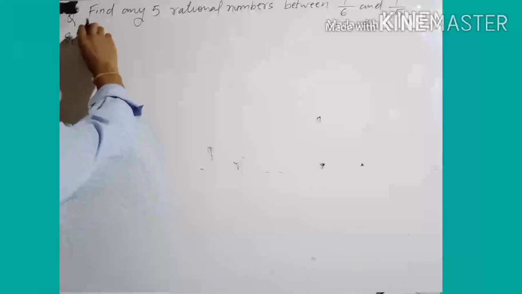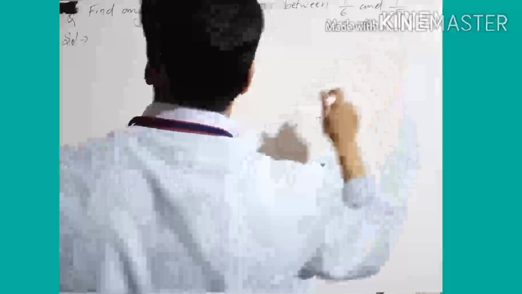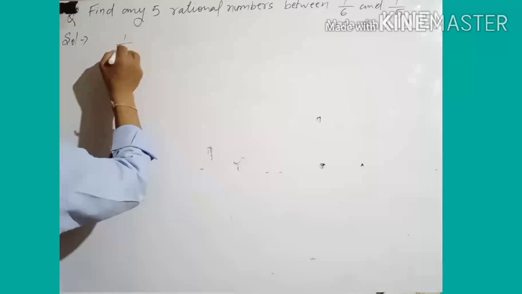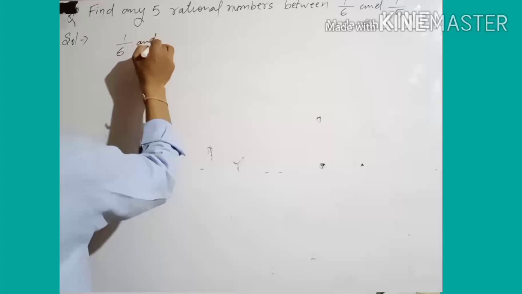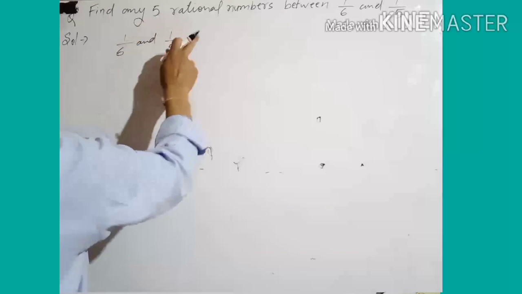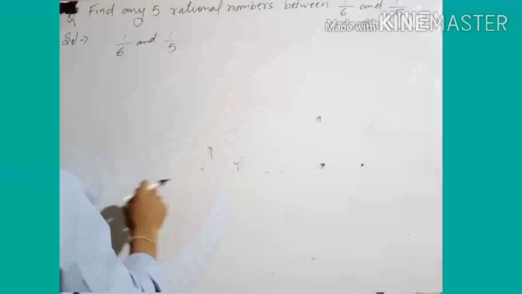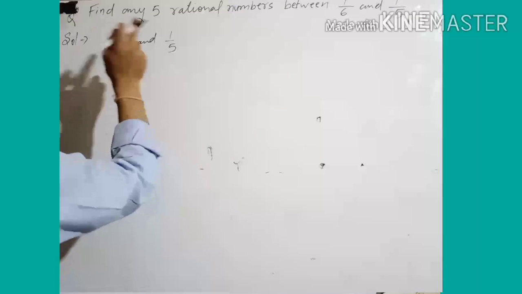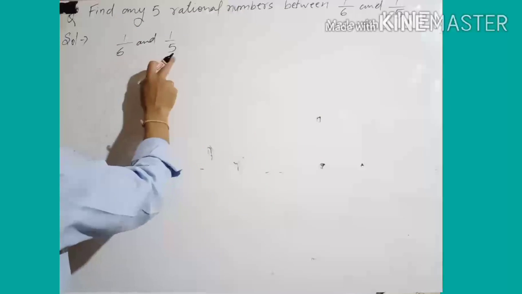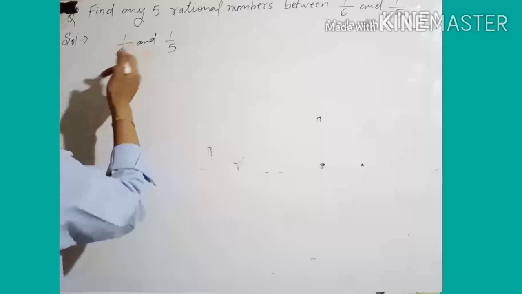Find any 5 rational numbers between 1 upon 6 and 1 upon 5. So we can write here 1 upon 6 and 1 upon 5. We want 5 rational numbers. So first we have to make the denominators the same so that we can compare their numerators. In this case, what will be the LCM? 5 is a prime number, 6 is composite. When you multiply them, the product will be the LCM.